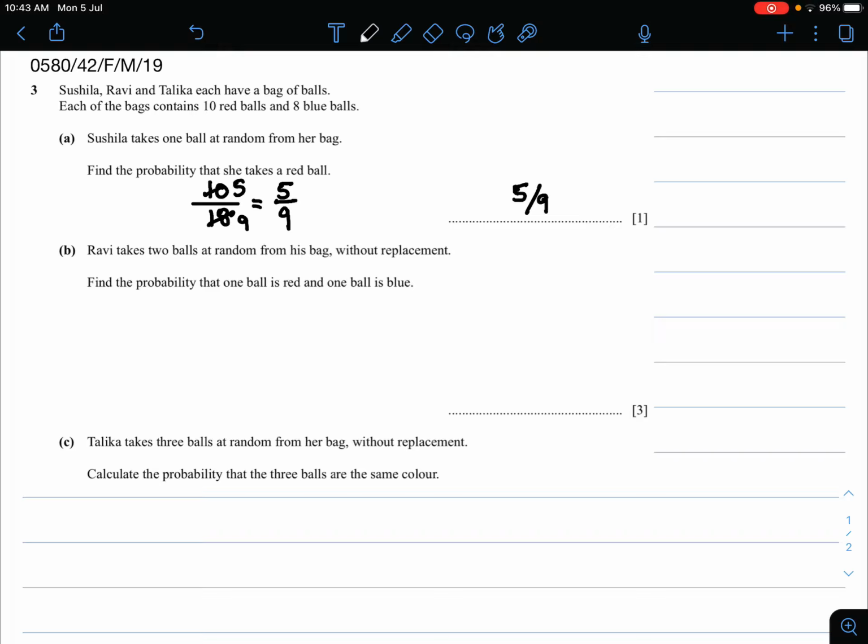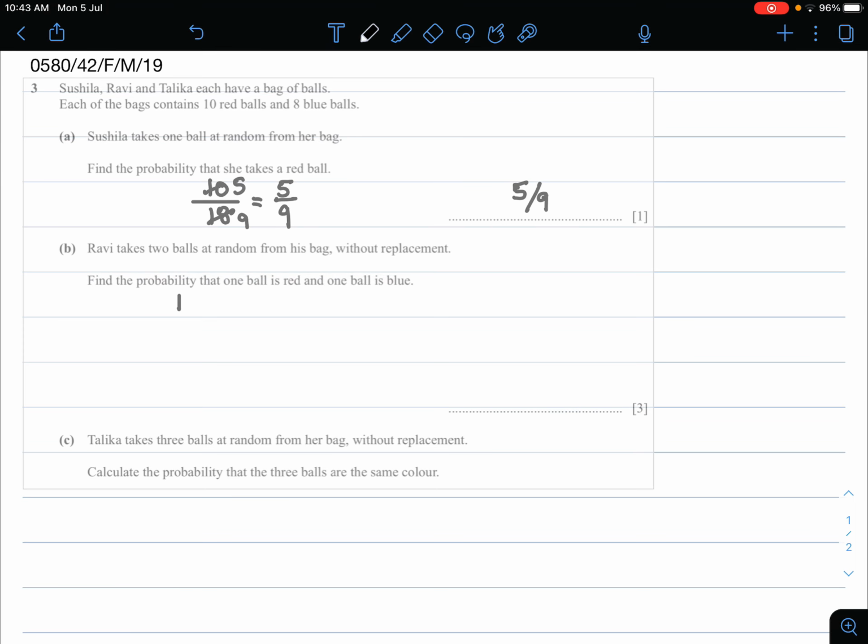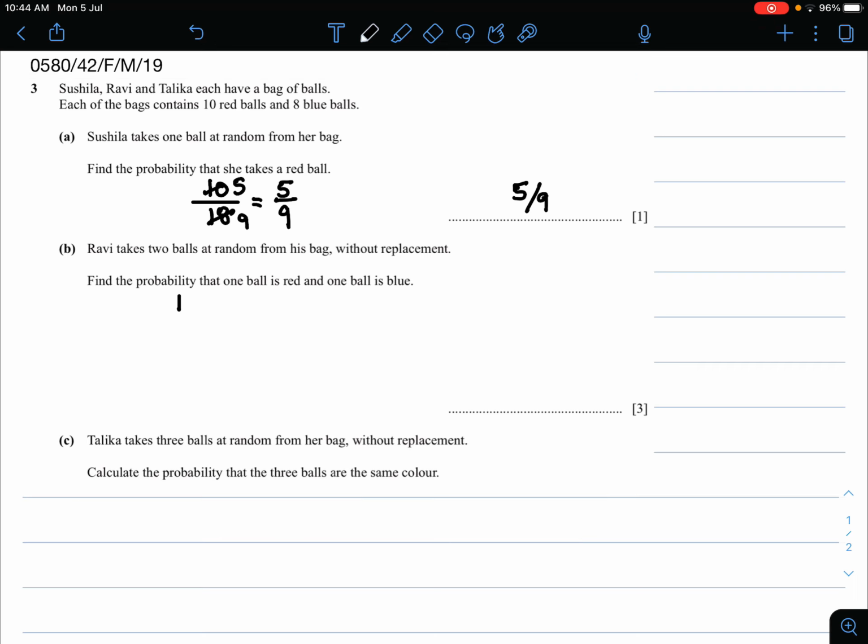Now let's move on to part B. Ravi takes two balls at random from his bag without replacement. Find the probability that one ball is red and one ball is blue. So, the probability that a ball is red is again 10 by 18 as we found in part A. Now it's two balls, so that's why I'm multiplying, because they're asking one red ball and one blue ball.